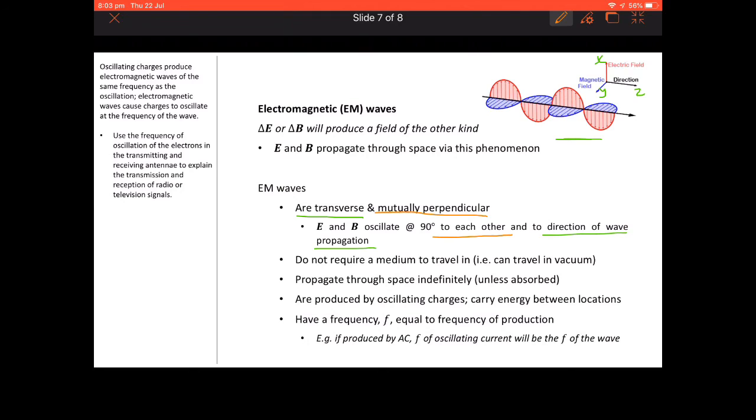But for example, if waves are produced by an alternating current, the frequency of that oscillating current will also be the frequency of the wave. So whatever the hertz are for the oscillating current will be the hertz for the wave.